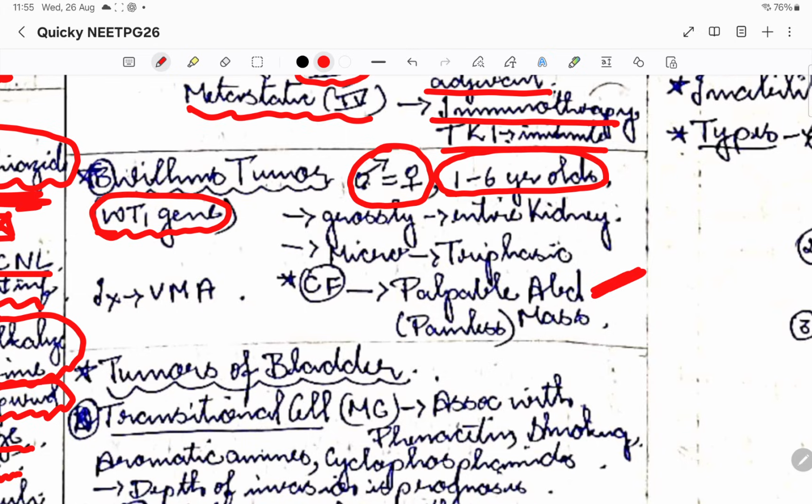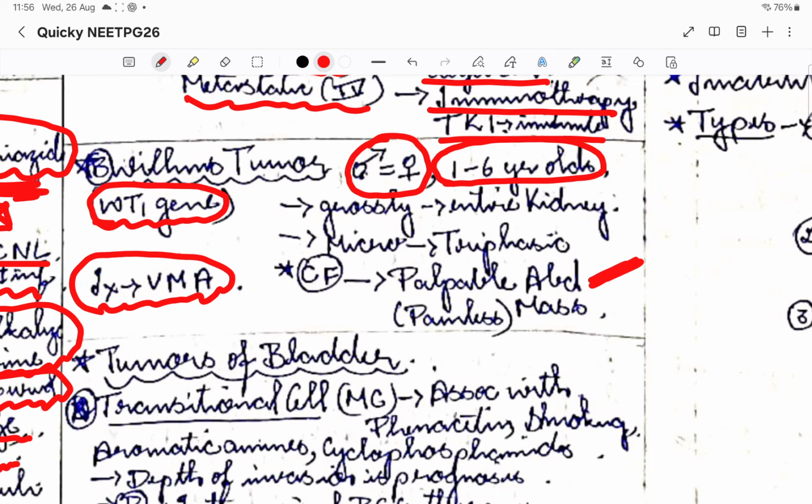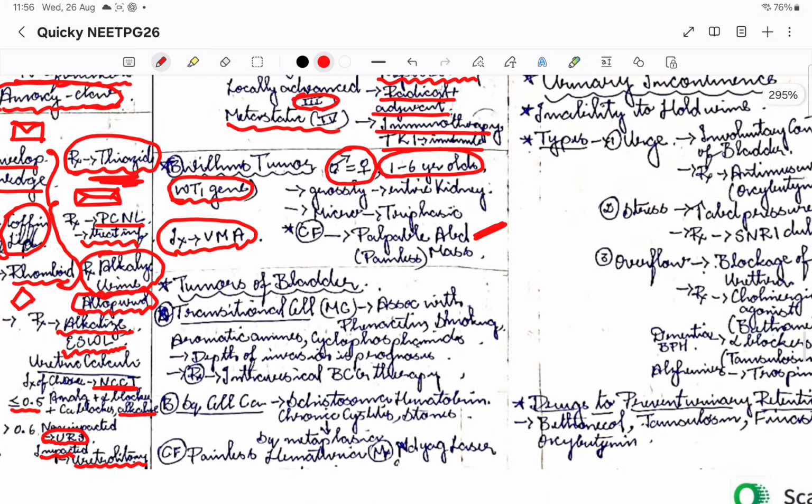So that is how we'll diagnose Wilms tumor, and we'll do the investigation of VMA. We'll be testing for it, and if it comes out, then we'll decide it as Wilms tumor and then do the management. Basically, resection of the entire kidney is what we do. Okay, now we are done with the tumors of kidney.